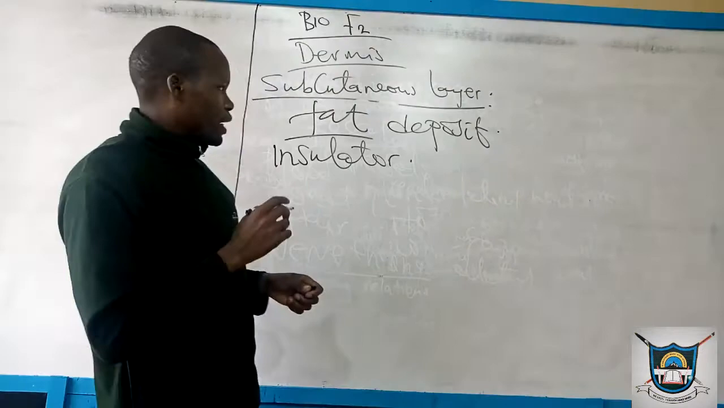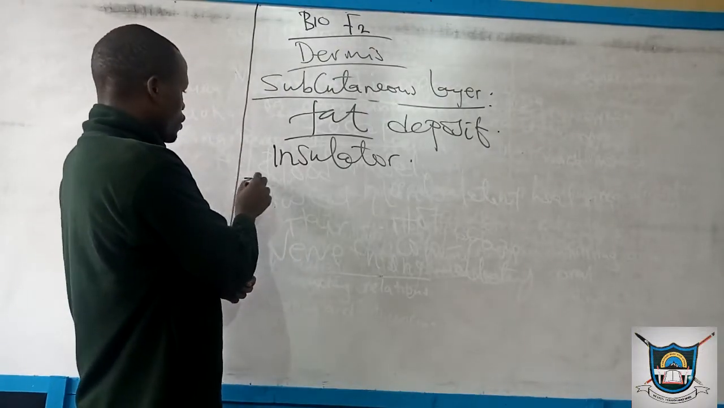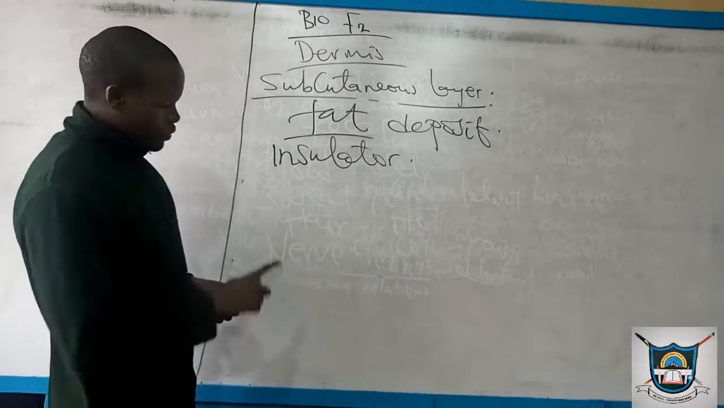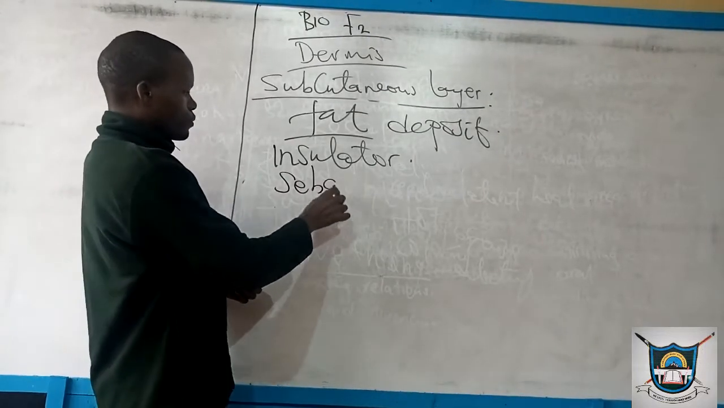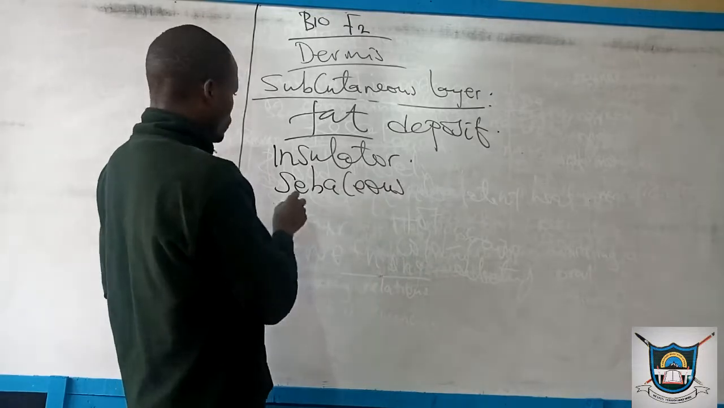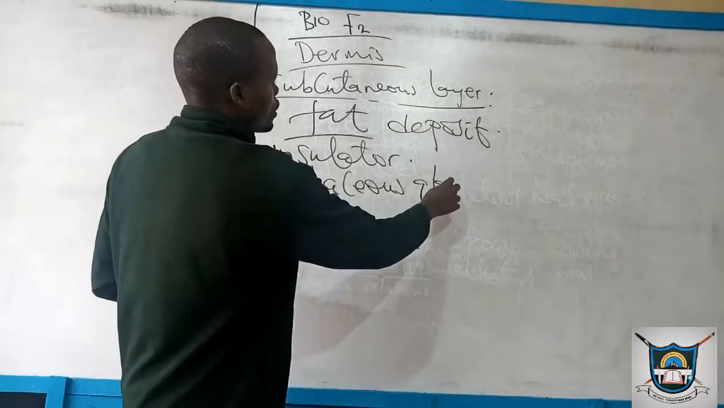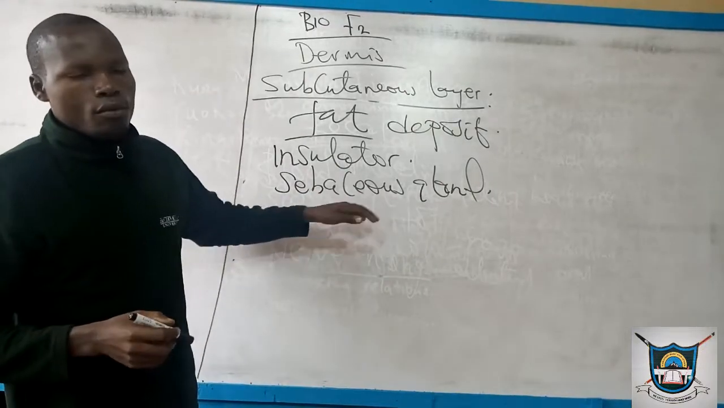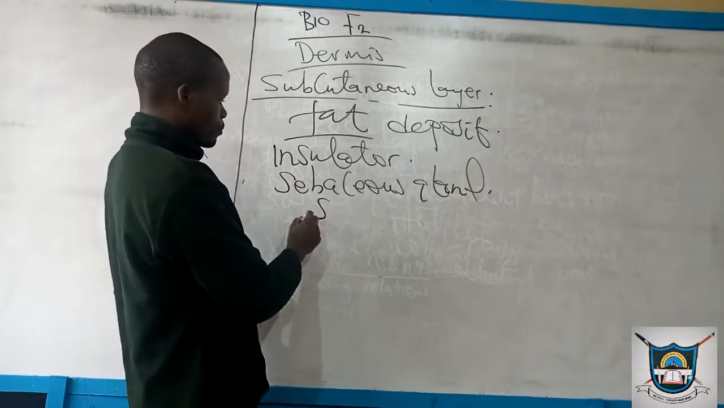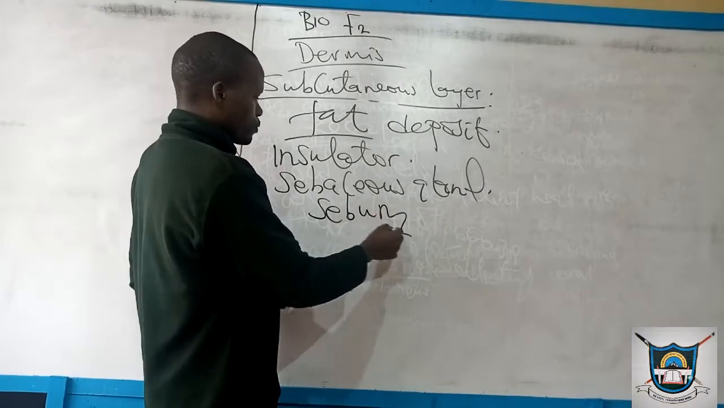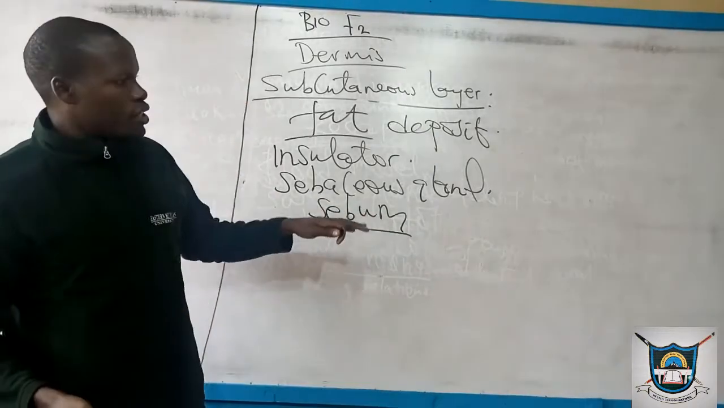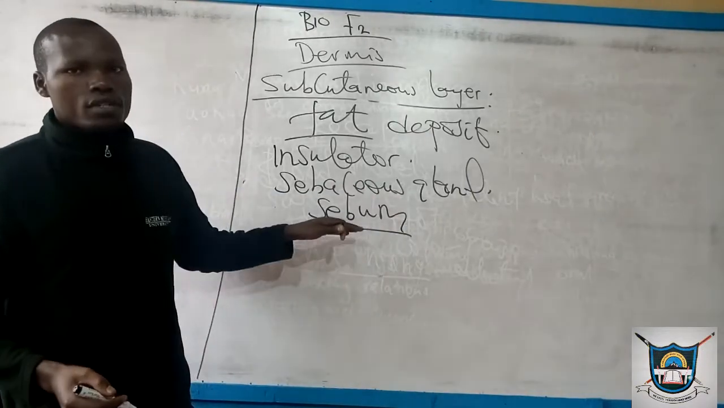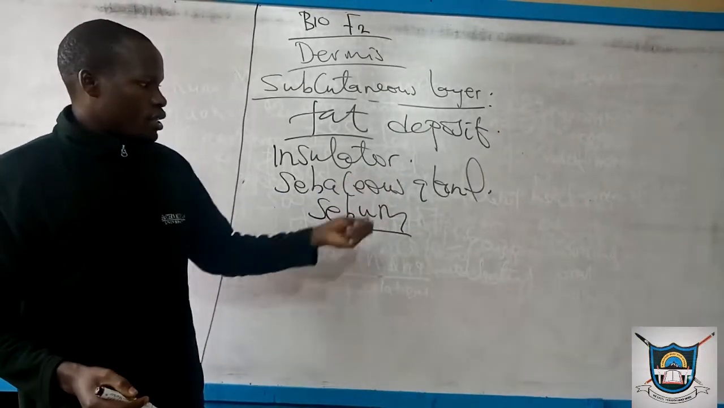We also have the other parts within the dermis, or else the last part of the dermis, the sebaceous glands. The sebaceous gland is the part which produces the sebum. The sebum is just a fluid which is produced by this part, the sebaceous gland.